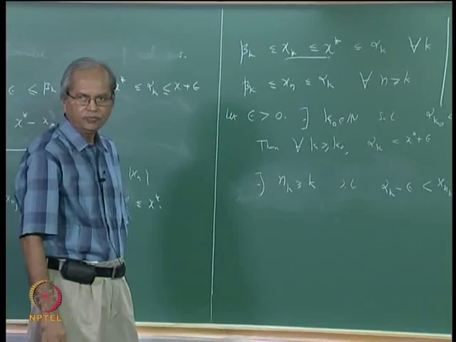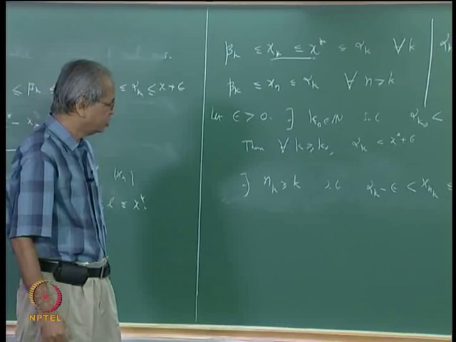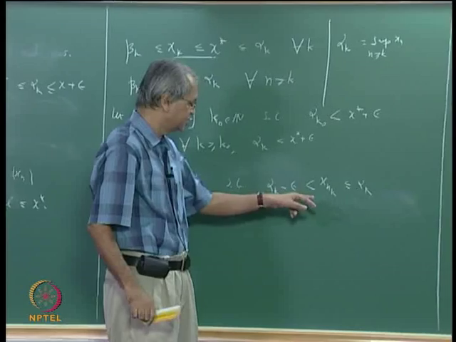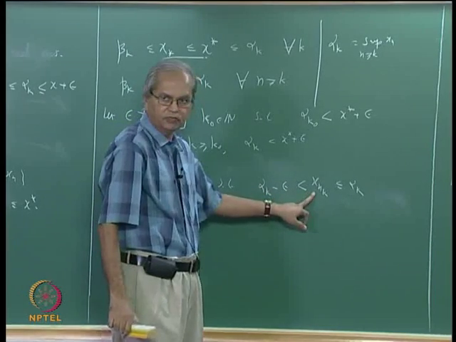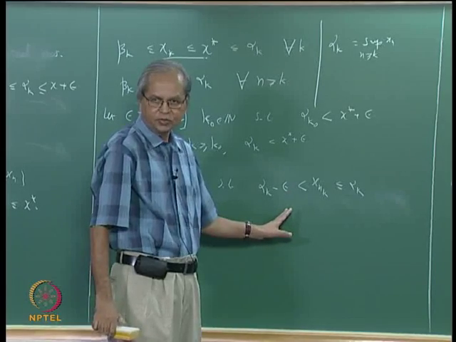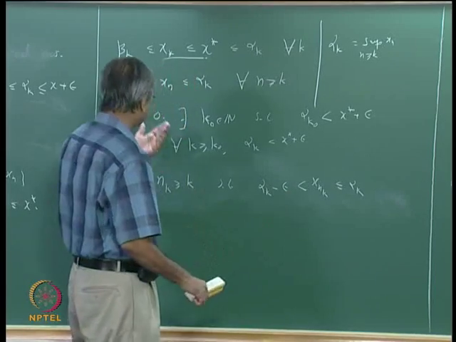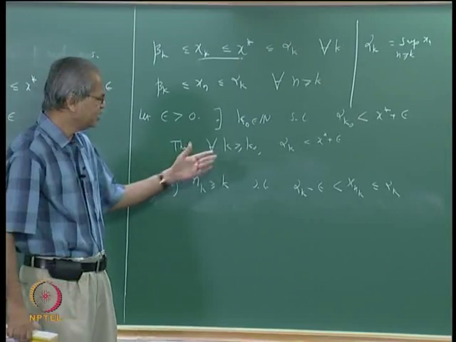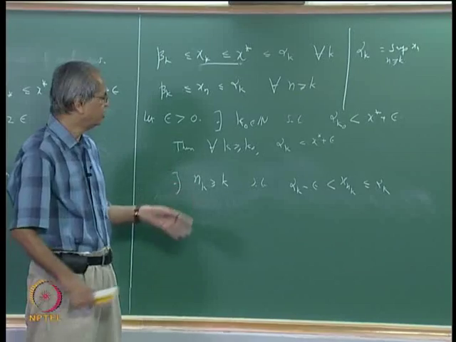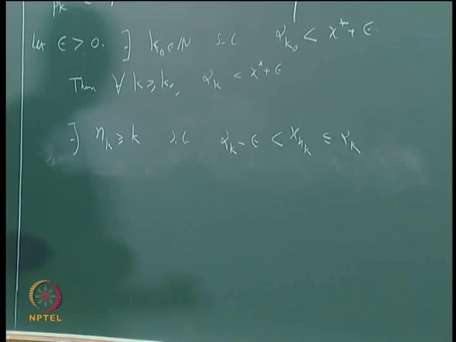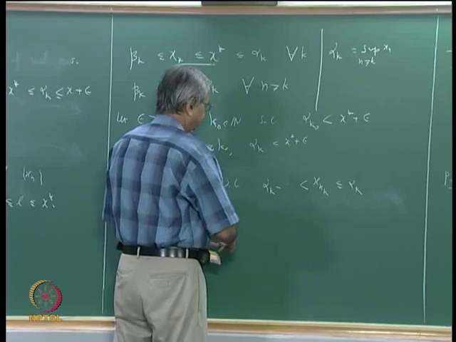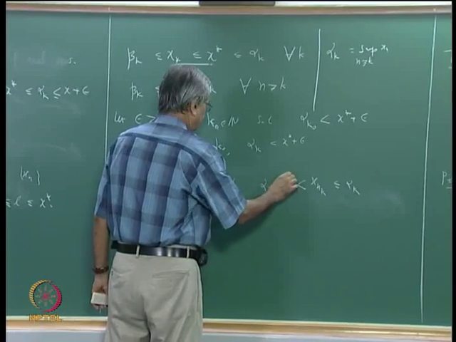So what it means is that for each k I can find some number from the sequence which is arbitrarily close to alpha_k. And since this is true for every epsilon, I can make some choice of the epsilon. For example, I could have started with taking epsilon as something like 1 by k.